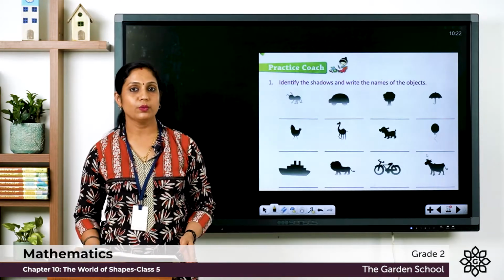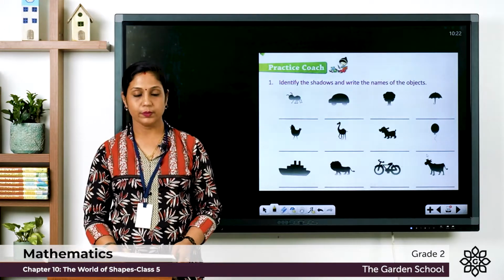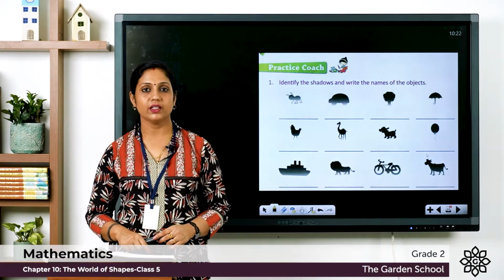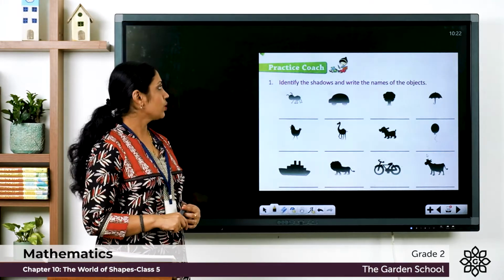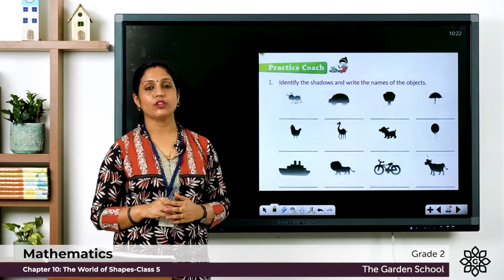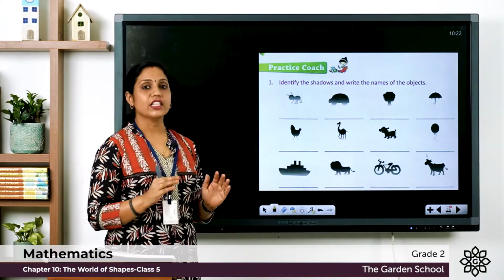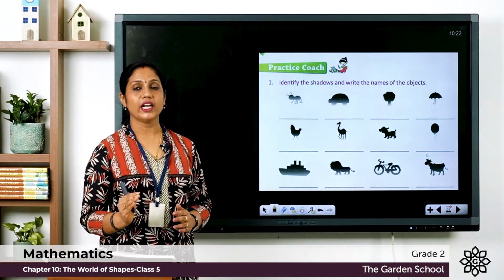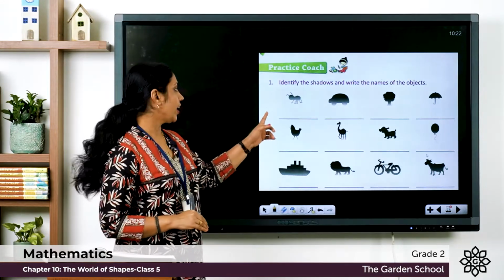Now let's move on to exercises. Page number 148. You can see the Practice Coach. Identify the shadows and write the names of the objects. So in here, the shadows are given. You have to identify which object it is and write the name of it.